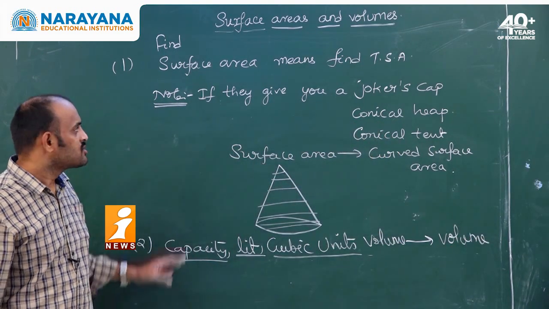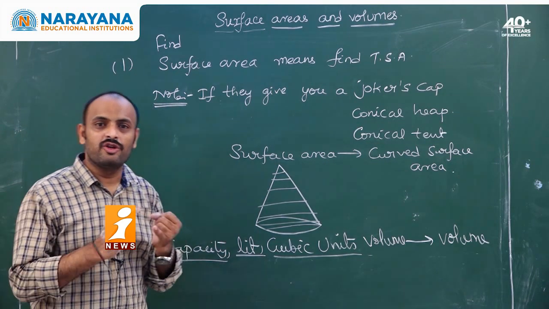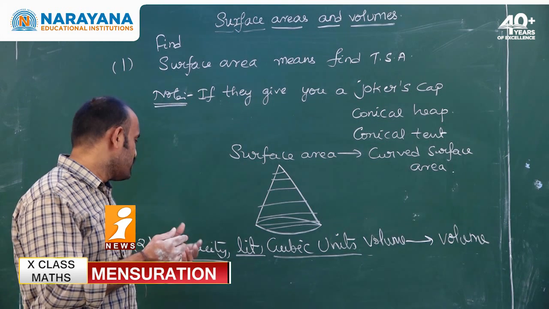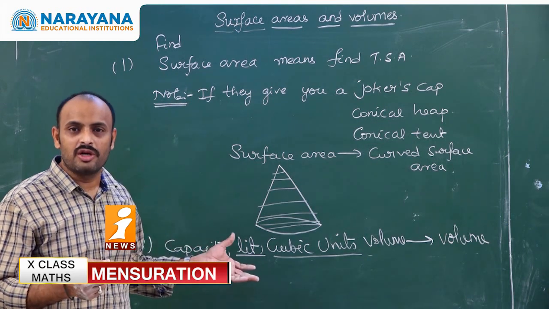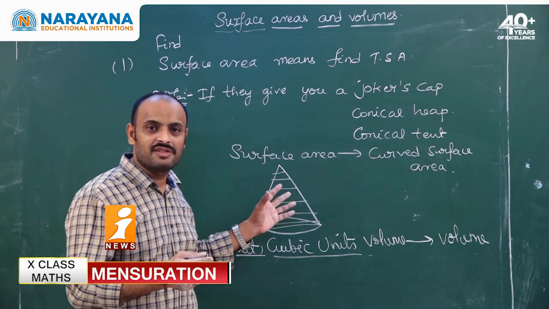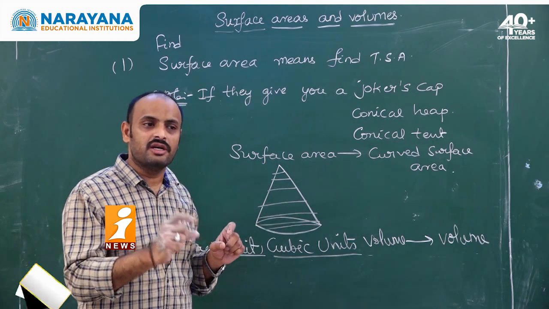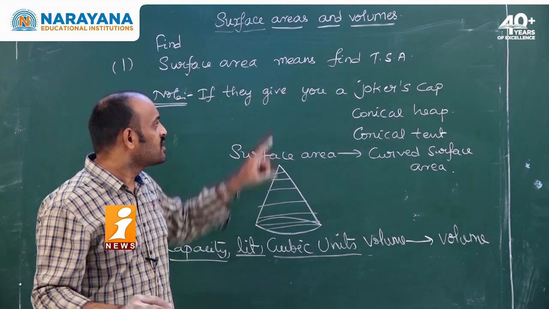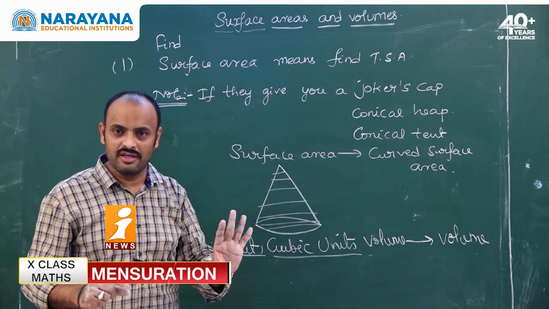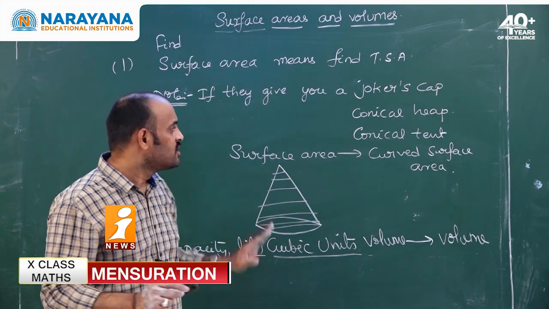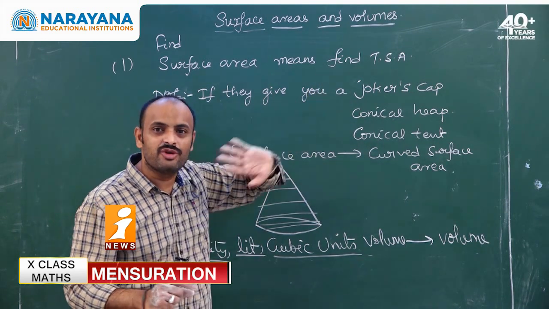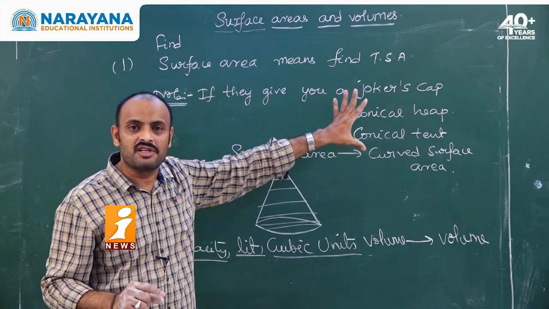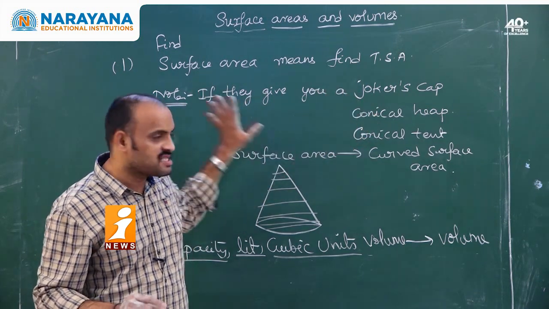Is that clear? So we have seen when to use total surface area, we have seen when to use curved surface area, we have seen when to use the volume. If at all they ask you to find curved surface area, directly they will mention that find the curved surface area. If they simply say surface area, that is nothing but total surface area, not curved surface area. Only in these 3 cases, even if they say surface area, we need to find curved surface area. Hope it is clear.